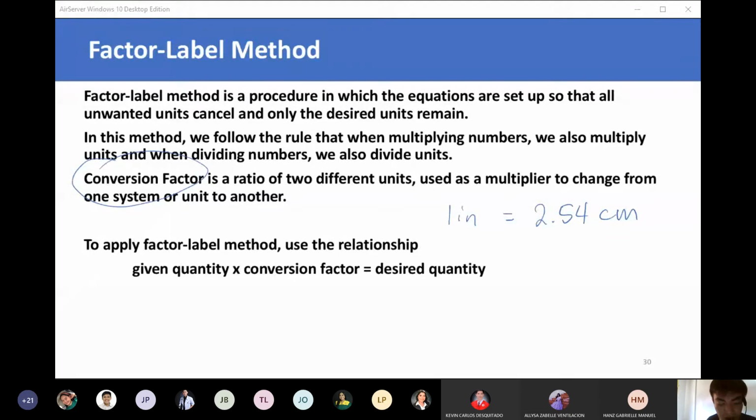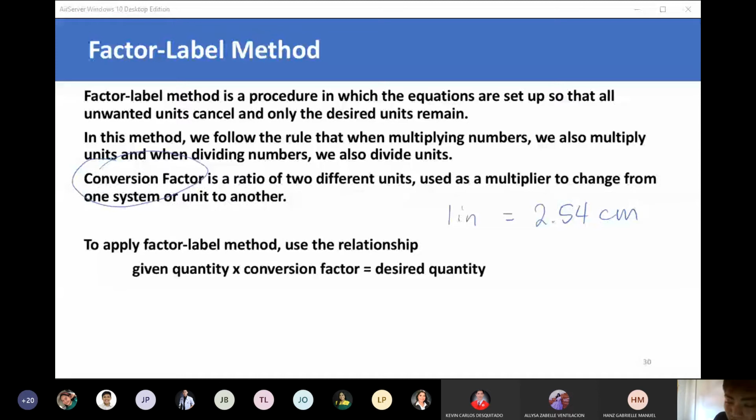Yun ang conversion factor. And to apply the idea of the factor label method, we have to multiply our given quantity with the conversion factor in order to get the desired quantity. Okay. Ano yun? No? Ganito lang yan. What is our given quantity before?